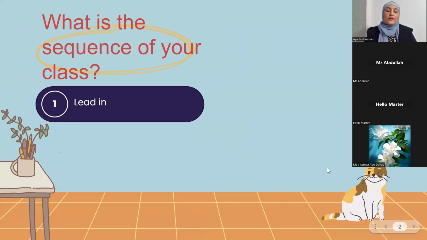What is the benefit of the lead-in? The lead-in is paving the way into the session. First of all, it attracts the attention of your students. It gets them into the mood of the lesson, and it draws their interest into the topic. It also stimulates their prior knowledge.